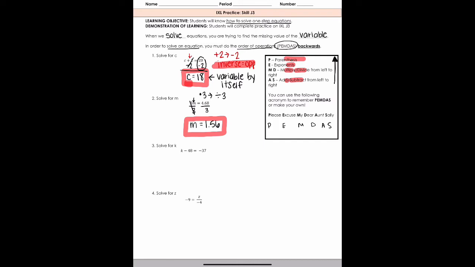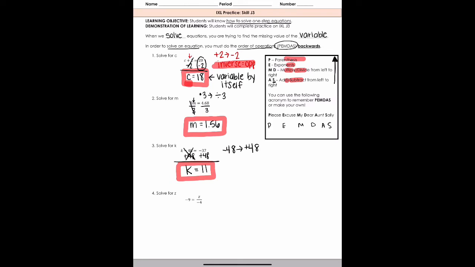Number 3, I'm going to start on the bottom. So we start with the S for subtraction. We do have a subtract 48, and the opposite of subtract 48 is add 48. So I'm going to add 48 to both sides. The 48s cancel out, and I get K equals negative 37 plus 48, and that is positive 11. So that is our final answer on number 3.